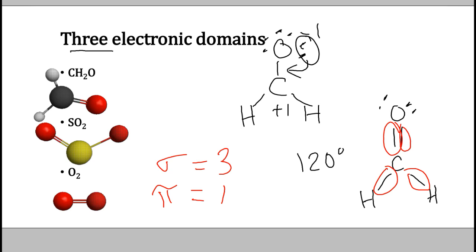Let's go ahead and draw the Lewis structures for SO2. In this case, let's have sulfur follow the octet rule. You should find there's 3 electronic domains, 1 lone pair. It has a bent geometry. Then whenever you draw your homonuclear diatomic oxygen, you should find there's 3 electronic domains with 2 lone pairs and a linear geometry. So just double check that you can do that on your own.